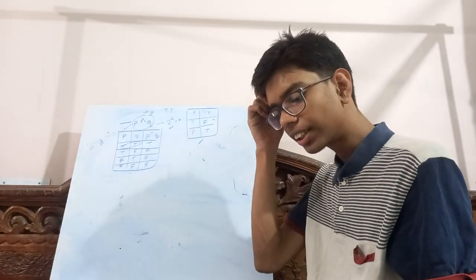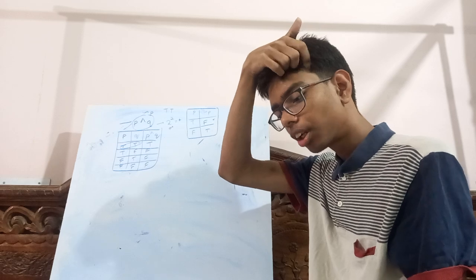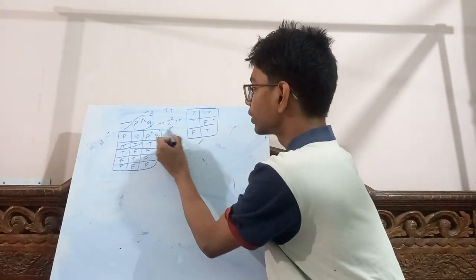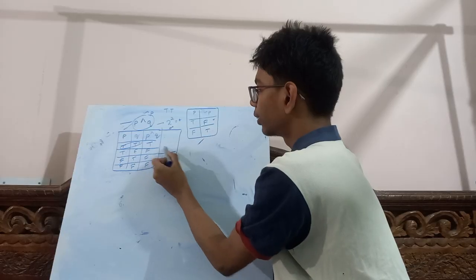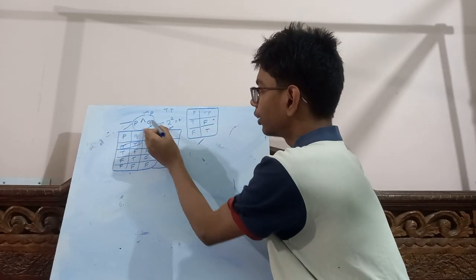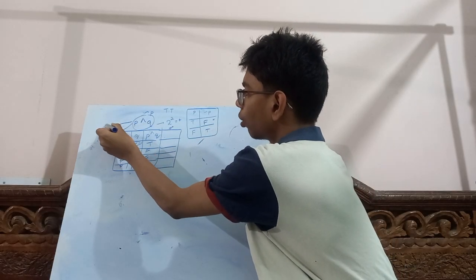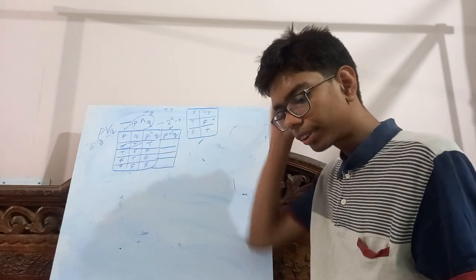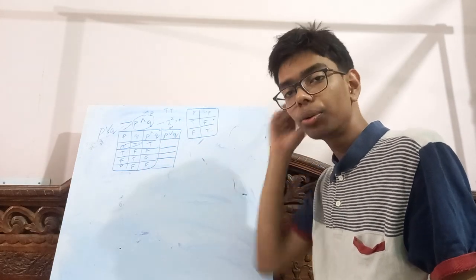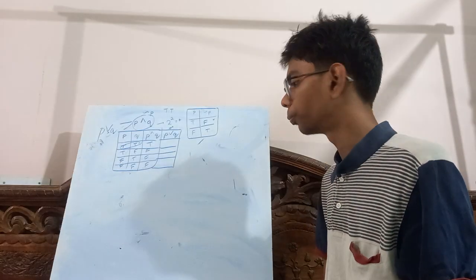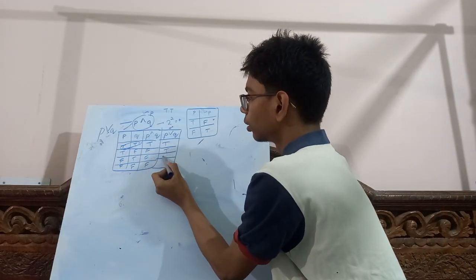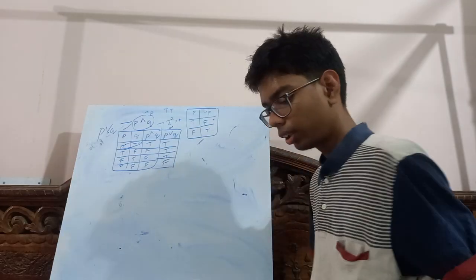And next is disjunction. In short, we call it OR. If P and Q are two propositions, it will be denoted by P or Q. For this, when any one is true, I can say it is true.